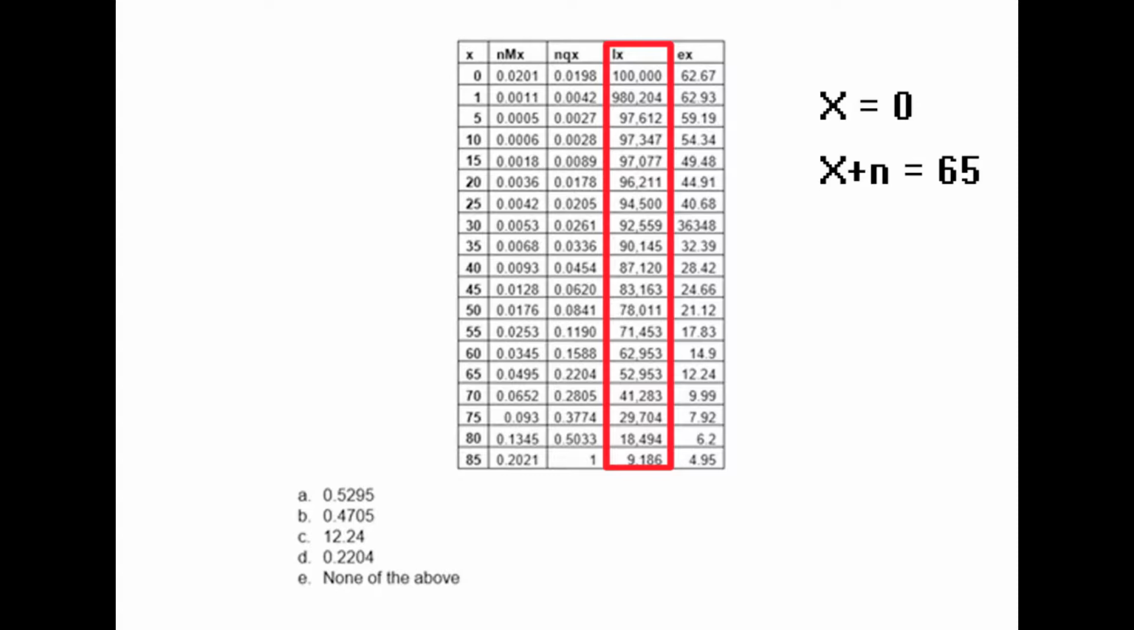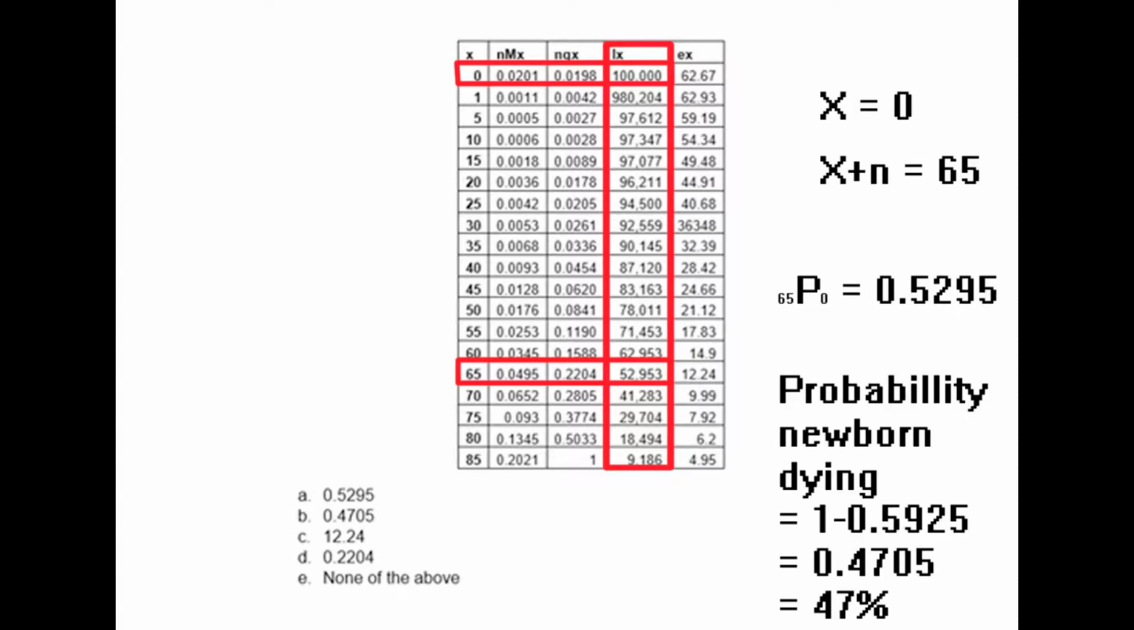So in doing this, we will write 65 p0 equals L(x plus n) over Lx. So getting our age 65 corresponding cell in the Lx column, we get 52,953. With our age 0 corresponding cell, we get 100,000. This leaves us with a value of 0.5295, which is 52.9%. This is the percentage still living. So taking this away from 1, or 100%, we are left with only the dead individuals. So this would be 1 minus 0.5295.